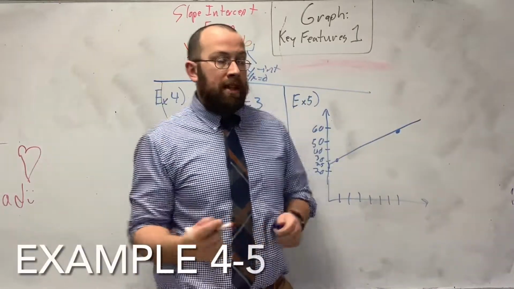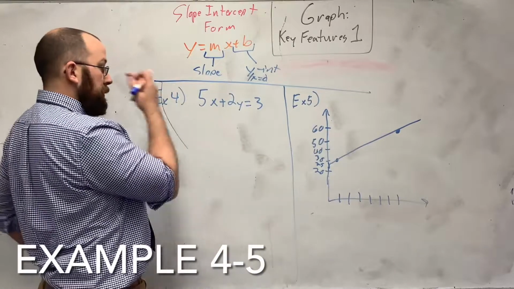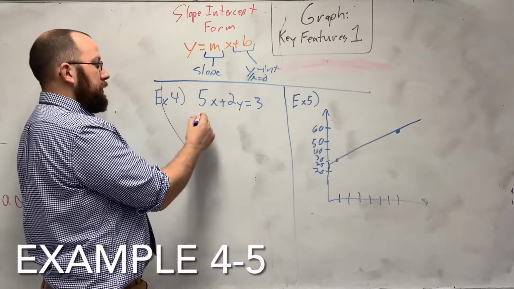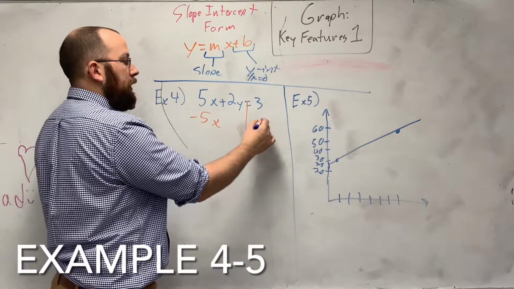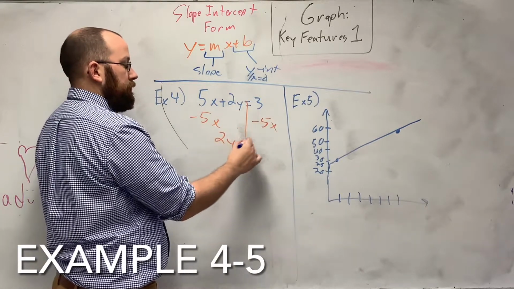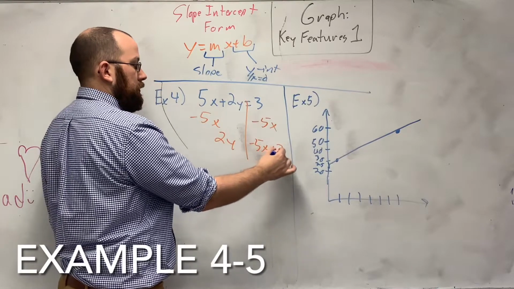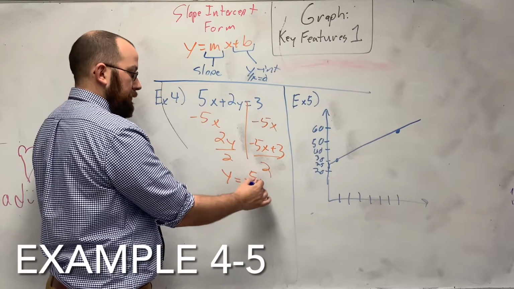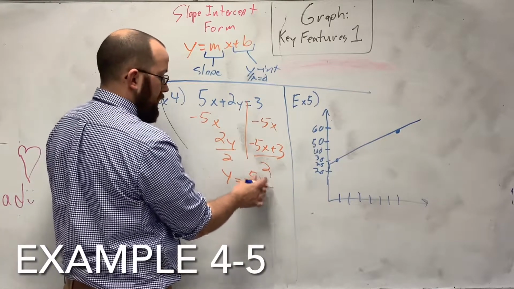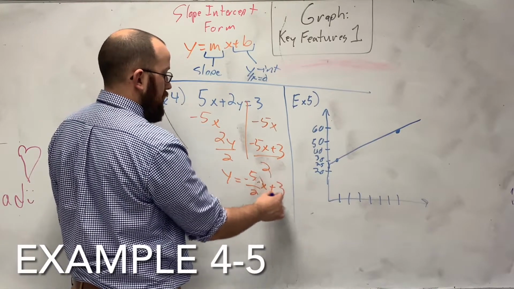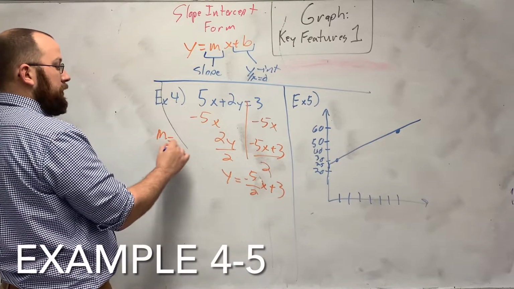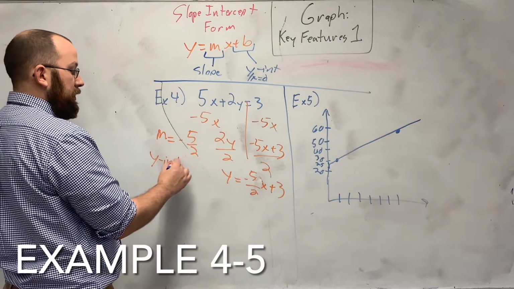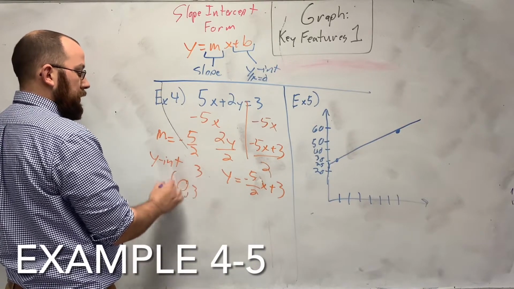All right, some more examples for you. Here we go. We're just going to find the slope and the y-intercept. So I need to get the y all alone. All right, divide by the coefficient. x over here plus 3. So my slope here is -5/2. My y-intercept is 3 or (0, 3).